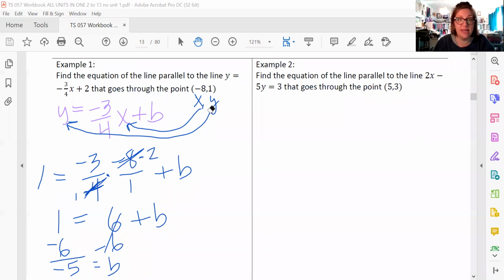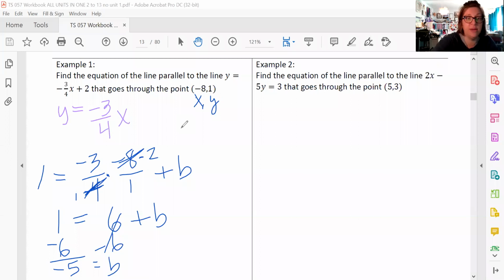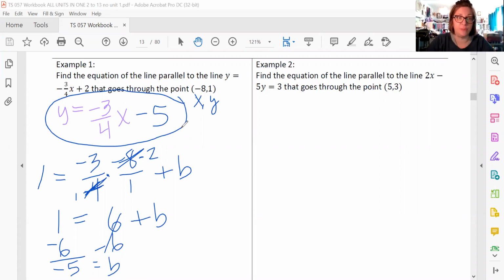And what this means is I can come back up here to my original equation, and now I know that my y-intercept is going to be negative 5. So this right here becomes my answer. My slope is the same as the original equation, and I've used that point to find my new y-intercept.